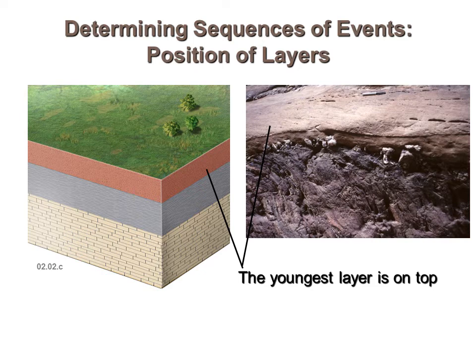So the first principle we use is the principle of superposition, and that is what is demonstrated here in this image. So on the left, in a sequence of layers, the top layers were deposited last, so they're the youngest. So in this case, this outer sort of reddish layer is our youngest. On the right, the sandstone was deposited on top of older metamorphic rocks that were exposed at the surface. The sandstone, therefore, is younger.